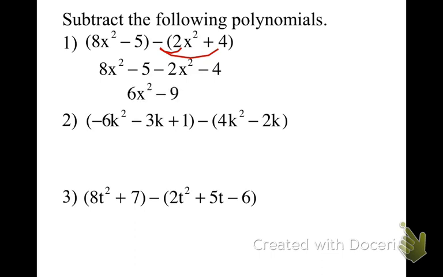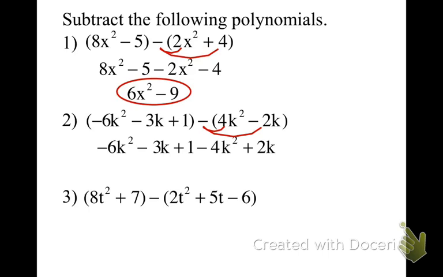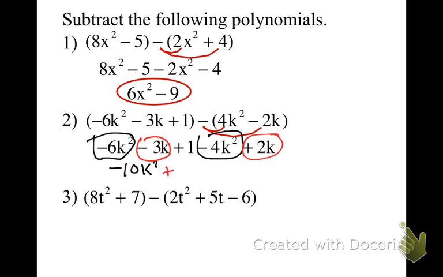Finally got it fixed. So I'm going to be distributing the negative to the 4k squared, and negative times negative 2k makes positive 2k. I write all the other terms down, and then I combine my like terms. I've got negative 6k squared, and I'm doing this one, and that makes negative 10k squared, and then negative 3k plus 2k makes positive k. And then I've used everything. I've got my plus 1, the constant.